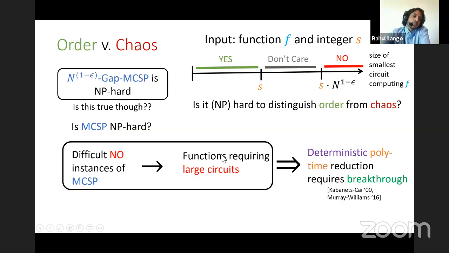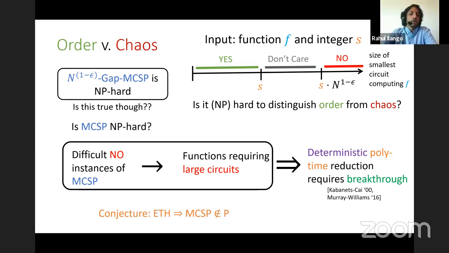And this is formalized by a couple different results. And so what that means is, is there really any hope of resolving this right now? Is there really any hope of showing MCSP is NP-hard? Well, what this intuition or this relationship shows is that if you're hoping for a deterministic polynomial time reduction, you need a breakthrough. But at least for me, this provides two different ways to slip away.